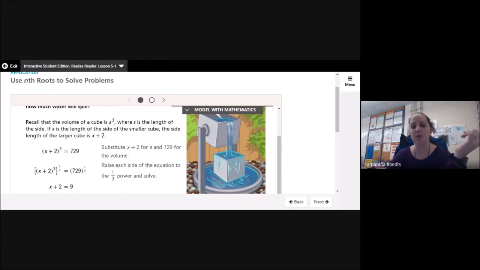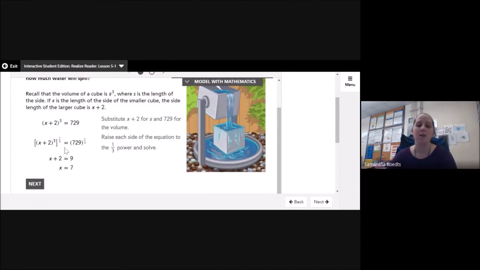So I substitute x plus 2 for s and 729 for the volume. I raise each side of the equation to the 1/3 power and I solve. So I get x plus 2 cubed raised to the 1/3 equals 729 to the 1/3 power. So x plus 2 equals 9, x equals 7.